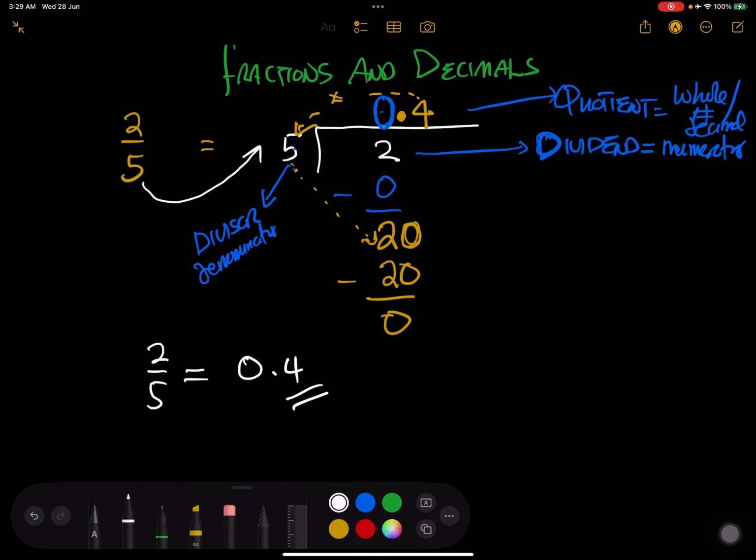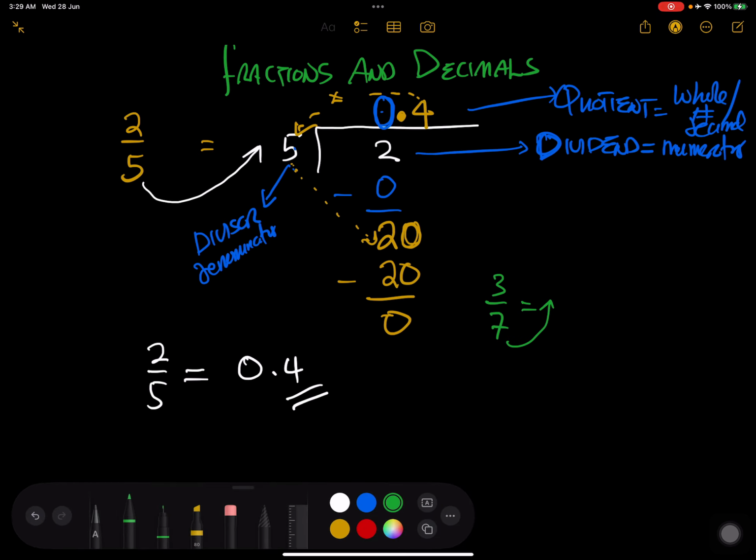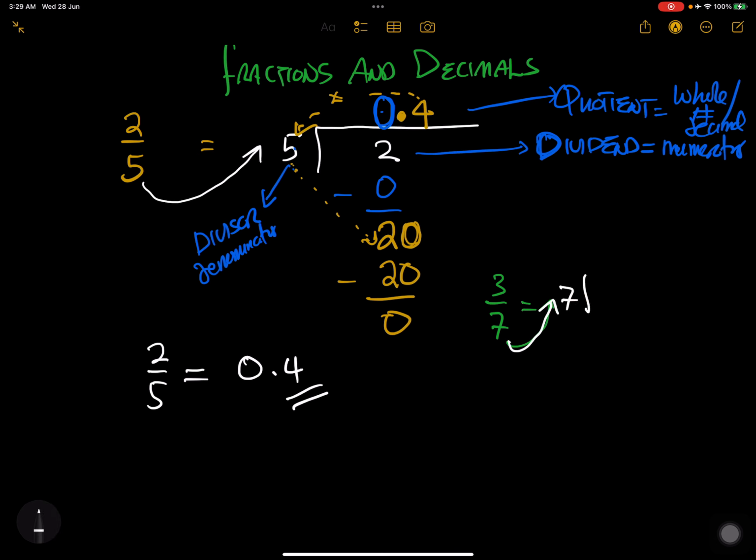Now let's take another one. Let's do the last one. Imagine that we have 3 over 7. We're going to have the 7 out, and then the inside is going to be 3. Can 7 go into this 3? No. So we put a 0, and then we multiply the 0 by the 7. Once we do that, we get 0, and we subtract. Once we subtract, we get 3.